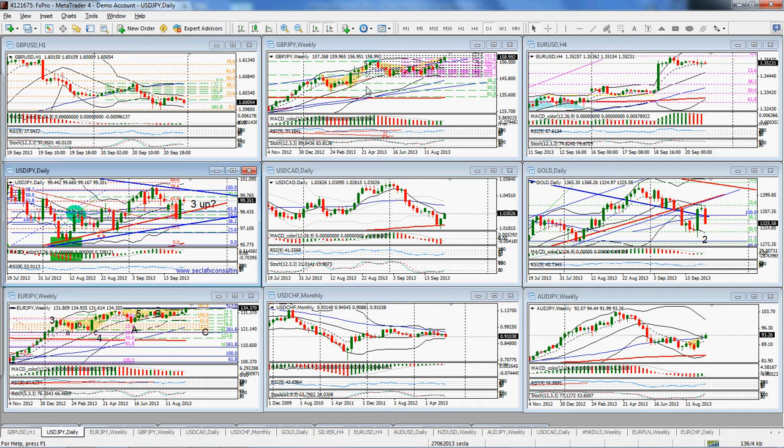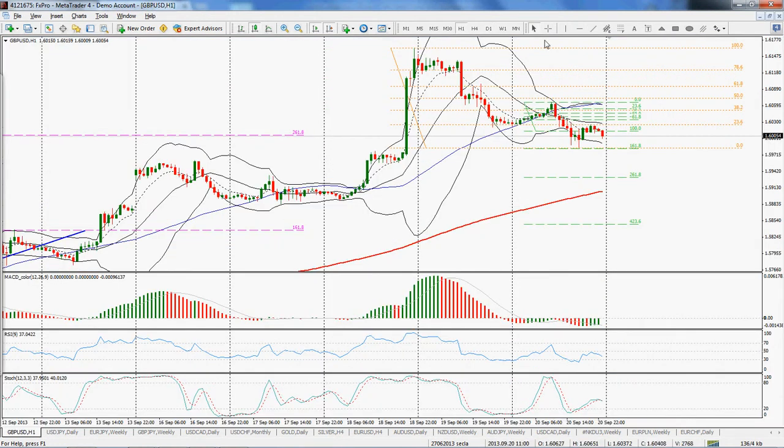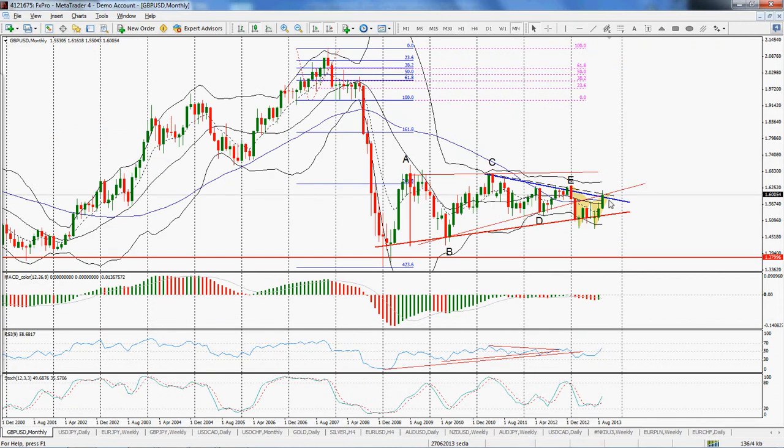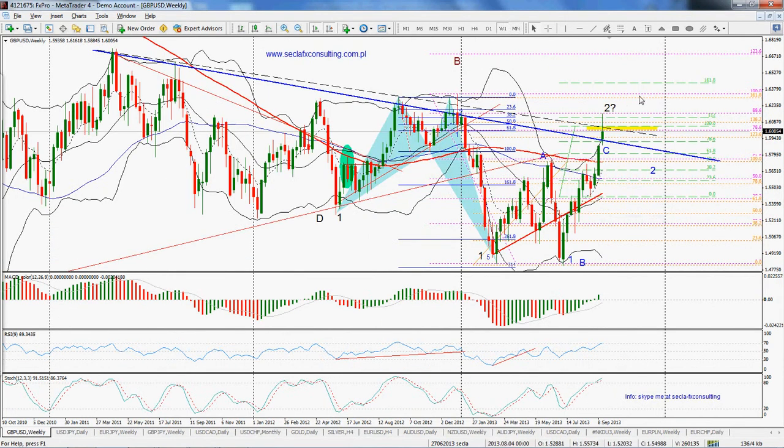Great Britain pound USD on a monthly chart. I talked last week that it will react to those levels, and you can see the reaction happened and the market reacted to the 88.6 level very precisely. So that's why I'm thinking about having here the second correction wave in this area. So that will be a 1, it will be a 2.